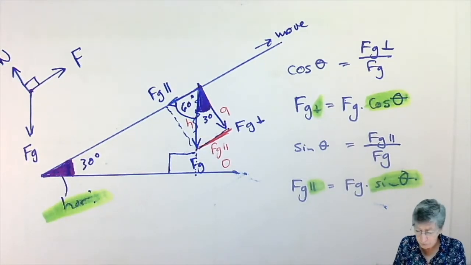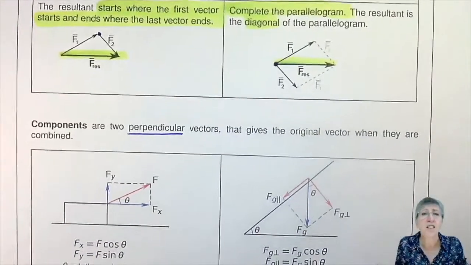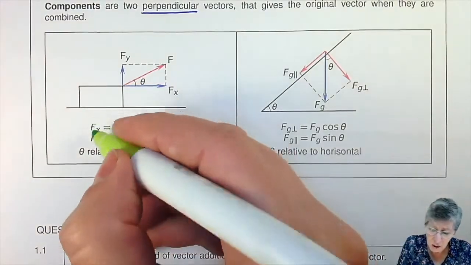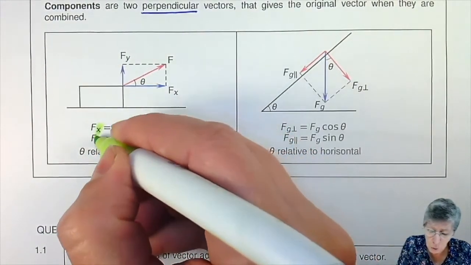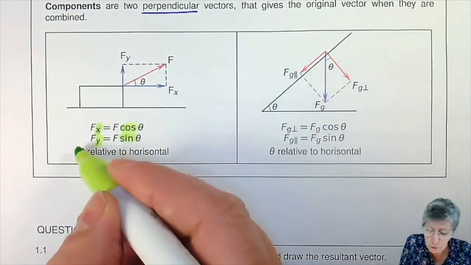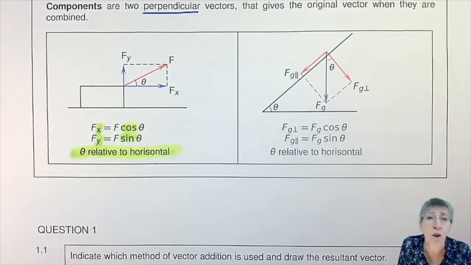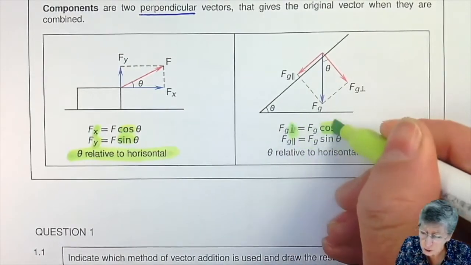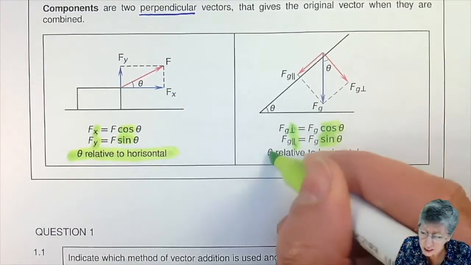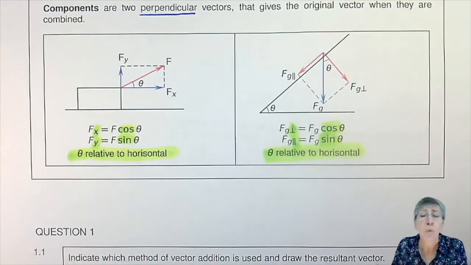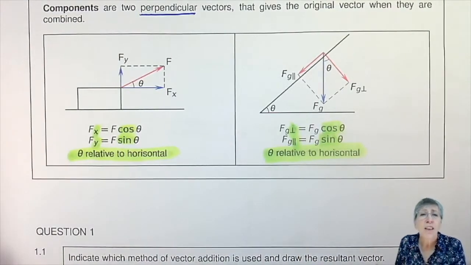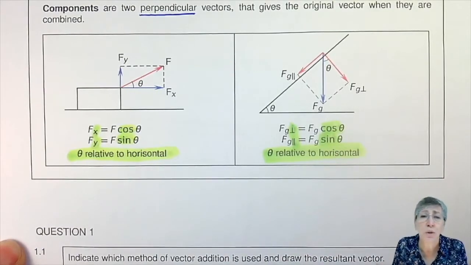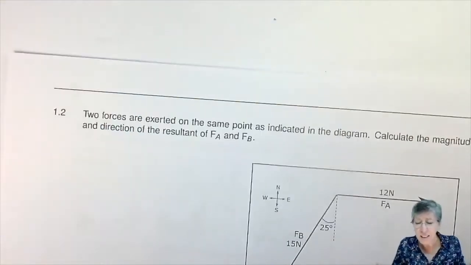Right, so on that first page, you will see this summarized down there. If you're on a horizontal plane, the x component is always cos and the y component is always sine if you've got the angle relative to the horizontal. And on the inclined plane, the perpendicular one will always be cos and the parallel one will be sine if you've got the angle with the horizontal. So then you don't have to rethink the sine and cos every time that you do this. Now we're going to apply this.